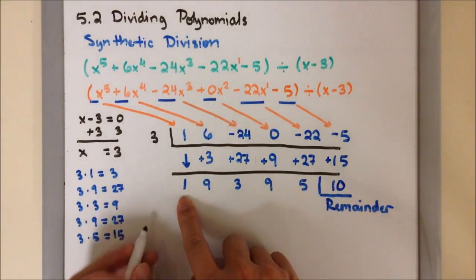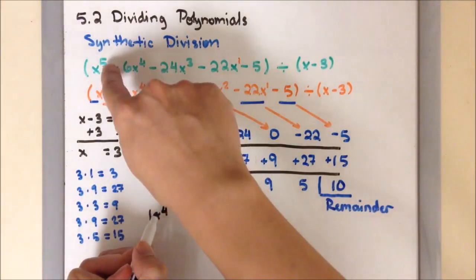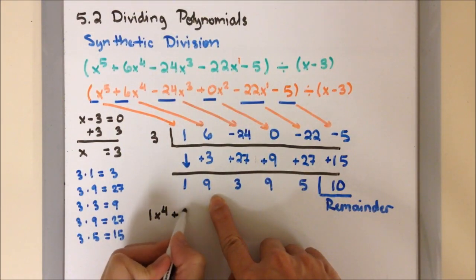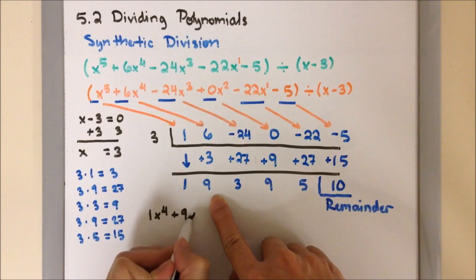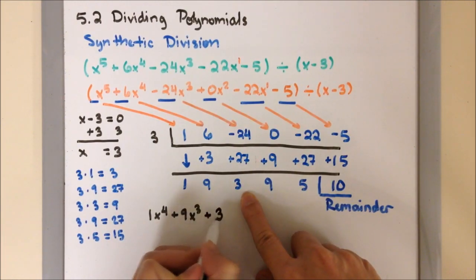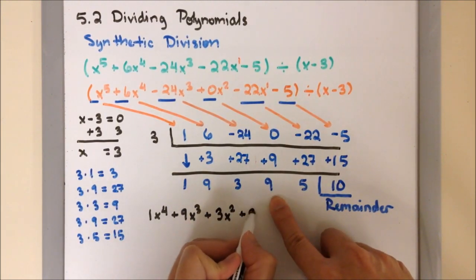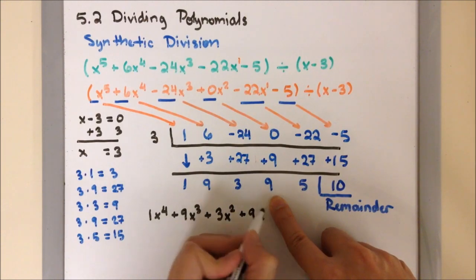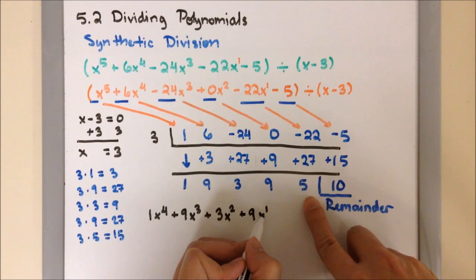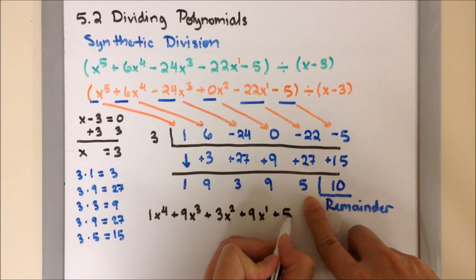Since we have a 1, I'm going to write 1 x to the 4th, because that's 1 less than the original problem. Next is positive 9, so I'm going to write plus 9, and then we're going to count down. So x to the 3rd, then 3, so plus 3, x squared, and then plus 9, just x, or x to the 1 power, which is fine. And then after x to the 1 power is just a regular number, so positive 5, so plus 5.